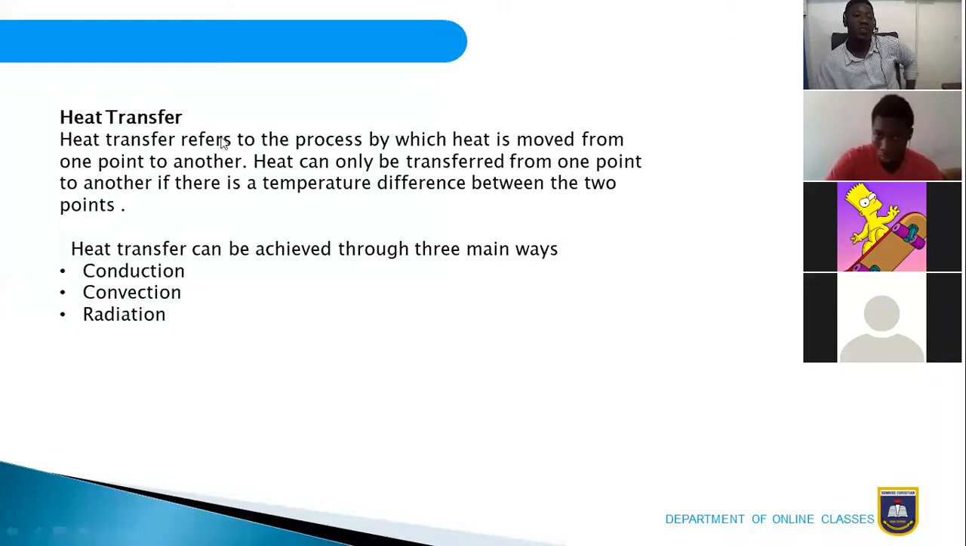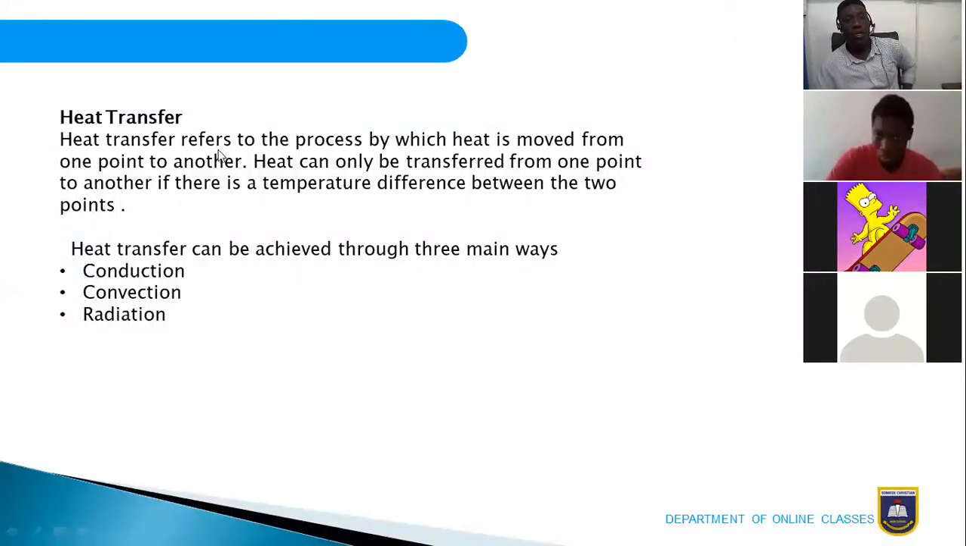Can you also give one difference between sensible heat and latent heat? With sensible heat there's a change in temperature, and with latent heat there is no change in temperature. Yeah, it's also correct. So you use the state and the temperature in giving the differences. Thank you.